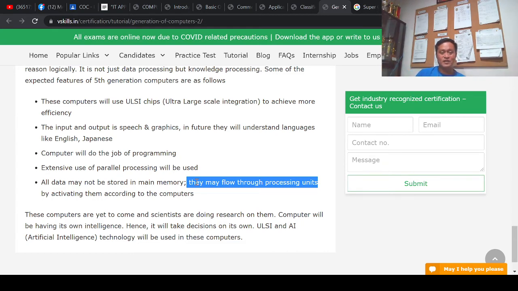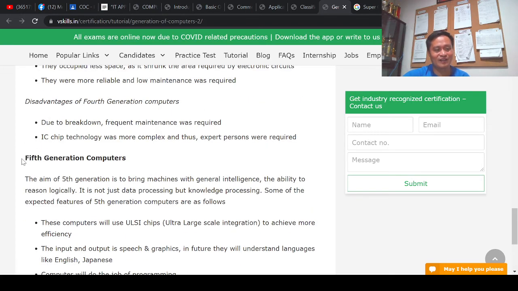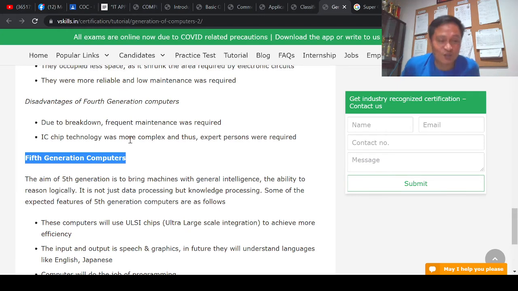And these computers are not yet to come, and scientists are doing research on them. So under research, under development, a computer will have its own intelligence, and it will take decisions on its own. Look at this. This is the futuristic generation of computers.